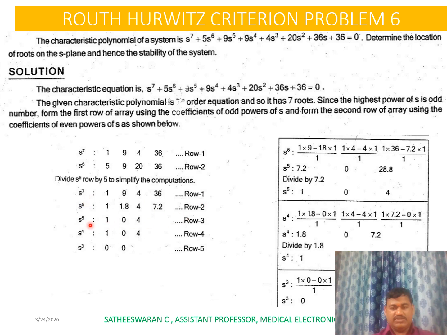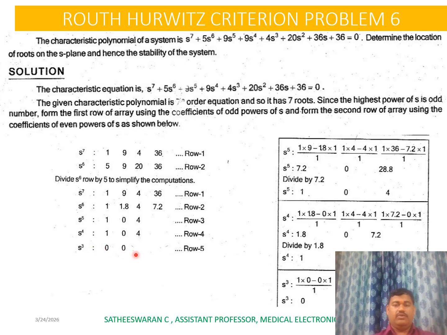Now we have to compute s power 5: 1 into 9 minus 1 into 1.8 divided by 1, value 1.8. Then again 1 into 4 minus 1 into 4 by 1, 0. 1 into 36 minus 7.2 divided by 1, value 7.2. Divided by 1.8, we will be getting 104. S power 3, 0, 0.